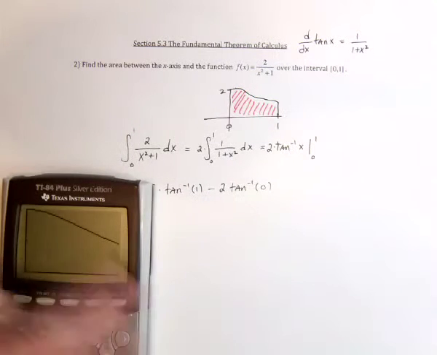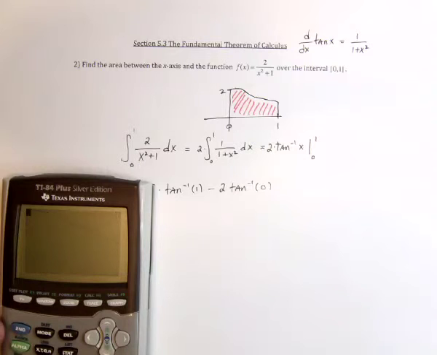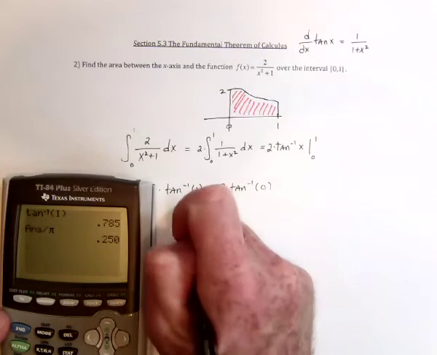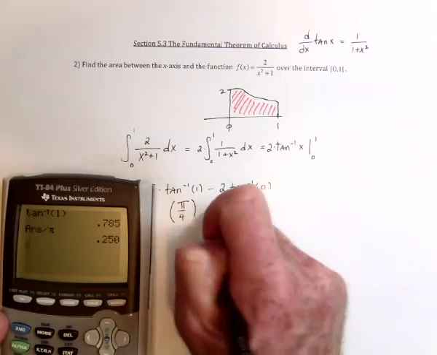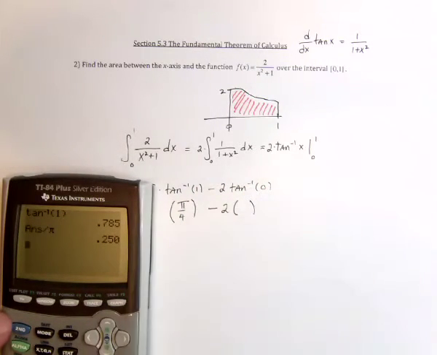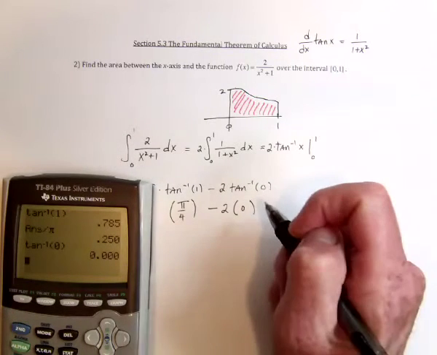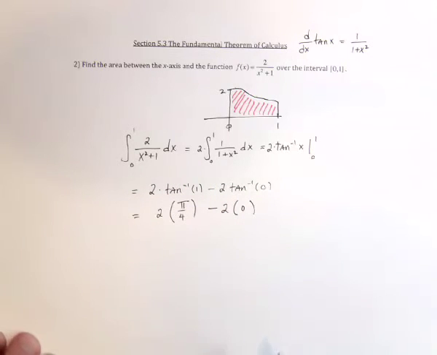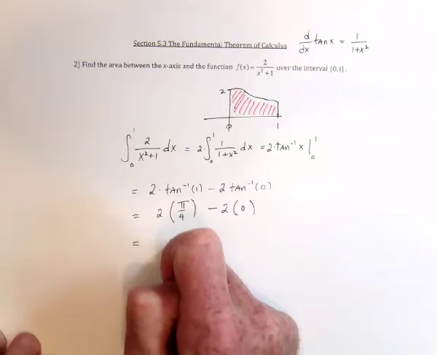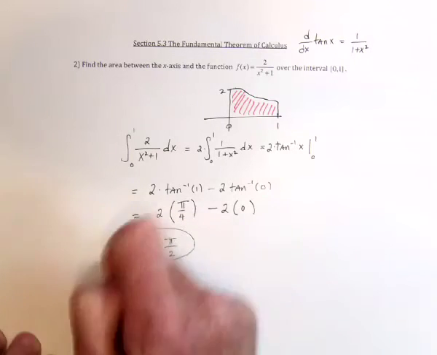Let's double check. Tangent inverse of 1. And then if I divide that by pi, you'll see it's 1/4 of pi. So this one is 1/4 of pi minus 2 times, and then tangent inverse of 0 is 0. So it looks like it's 2 times pi over 4, or if we reduce, it's going to be pi over 2.